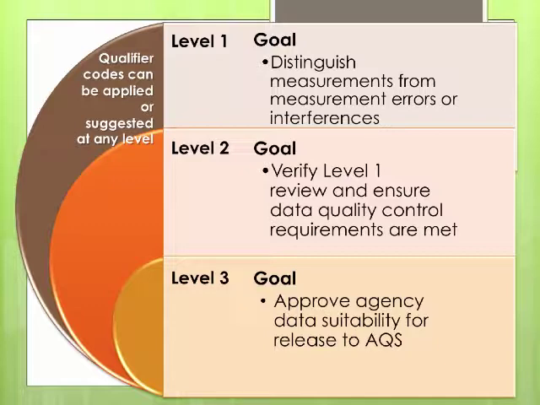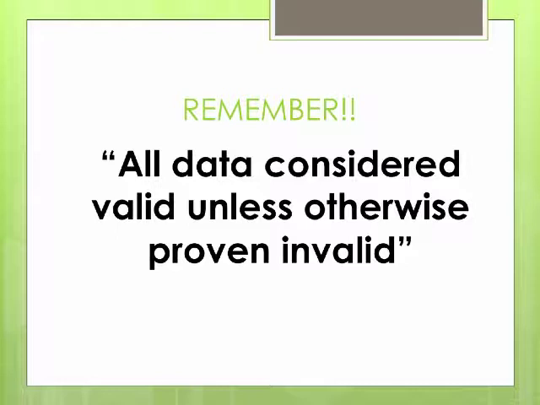So just to recap, we are doing a multi-level process. As Reggie said, the lines might blur depending on the resources that you have within your district, but these are typical levels that we're looking at. The site operators are looking for interferences. They're looking for measurement or analyzer malfunctions. Level 2 is looking at a little bit higher level network-wise. And then level 3, ultimately, you're approving that data to be uploaded into AQS. So remember, all data is considered valid until proven otherwise.